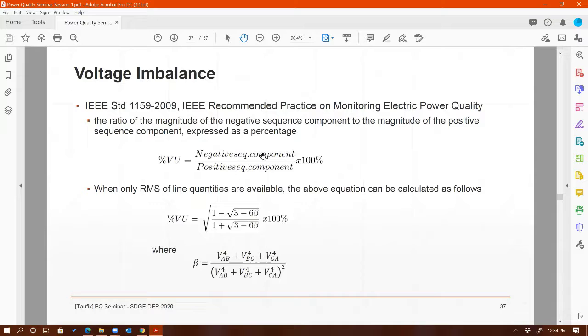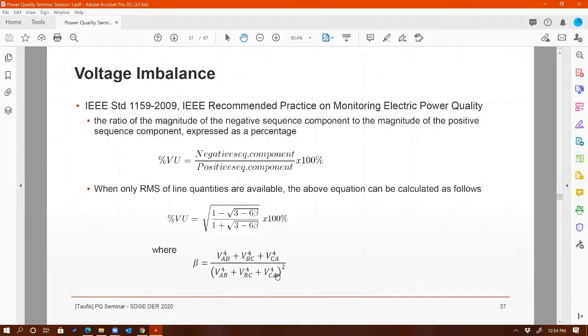I think it's very important for you to know, just in case you are dealing with AC systems in the future. It is the ratio of the magnitude of the negative sequence component to the magnitude of the positive sequence component, expressed as a percentage. So that's the mathematical definition of percent imbalance based on the IEEE standard. And when only RMS of line quantities are available, the above equation can be calculated as follows. So that equation now becomes this next equation right here, where you have beta in the equation, and beta is defined to be this equation right here.